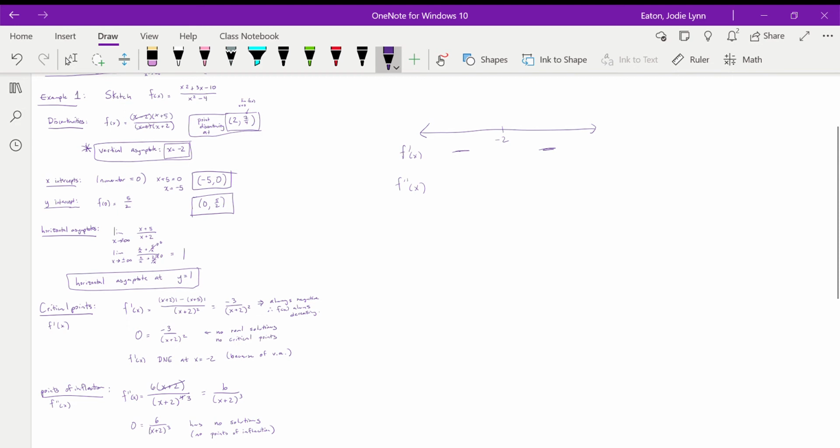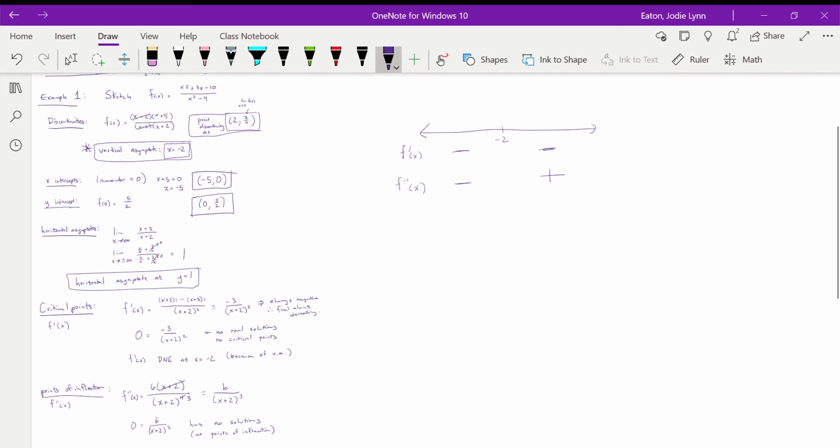F double prime of x, when we are below negative 2, the denominator is negative and the numerator is positive, and a positive divided by a negative is negative. On the other side of negative 2, when we get bigger than negative 2, it's a positive divided by a positive, which is positive. So we are decreasing and concave down.